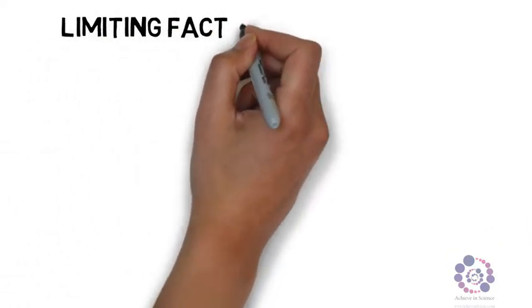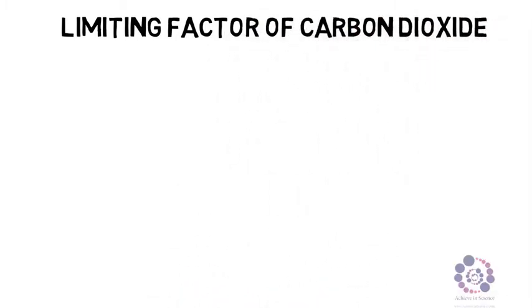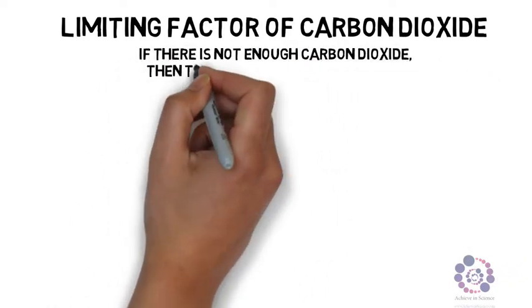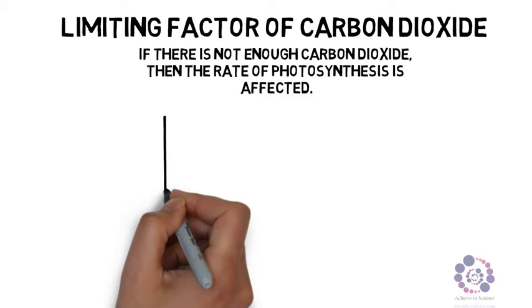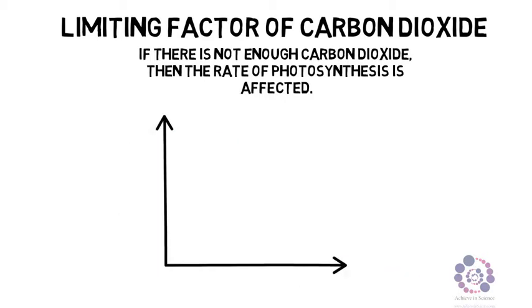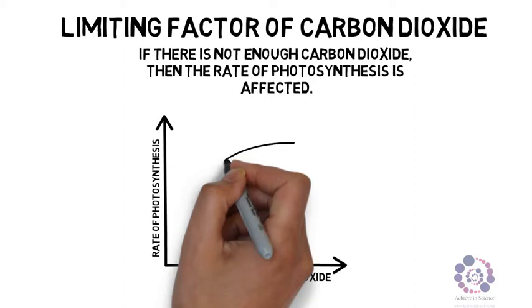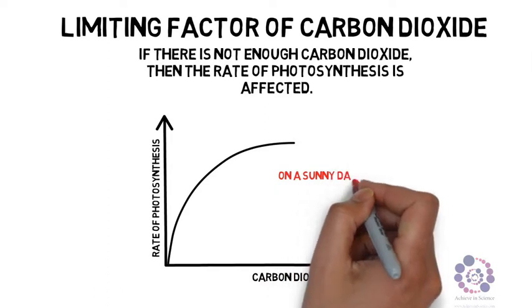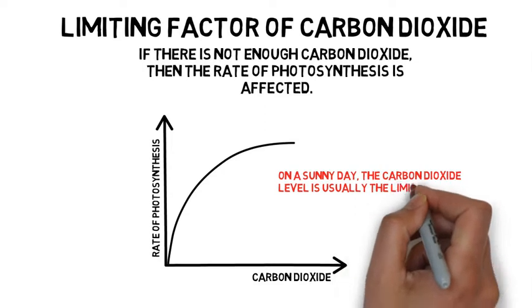Now let's have a look at another graph. This one is for the limiting factor of carbon dioxide. Remembering, if there is not enough carbon dioxide, then the rate of photosynthesis will be affected. So again, we can plot a graph, this time though with carbon dioxide on our x-axis and the rate of photosynthesis on our y-axis. Now on a sunny day, the carbon dioxide is usually a limiting factor because plants receive enough light, but there is not enough carbon dioxide in the atmosphere to actually carry out any more photosynthesis.